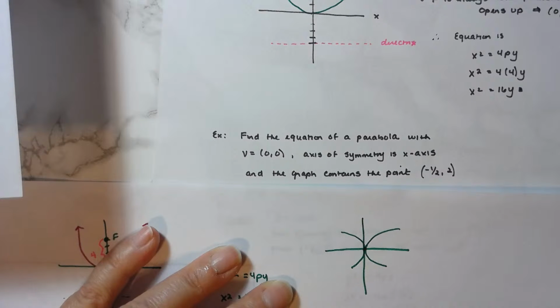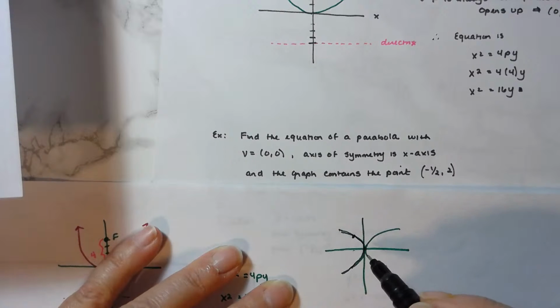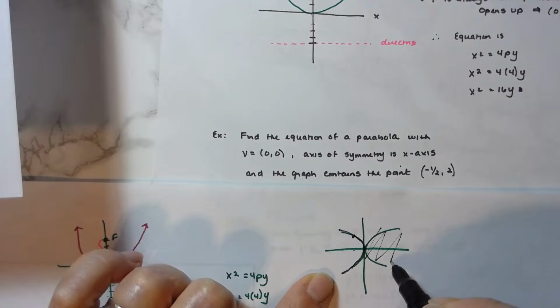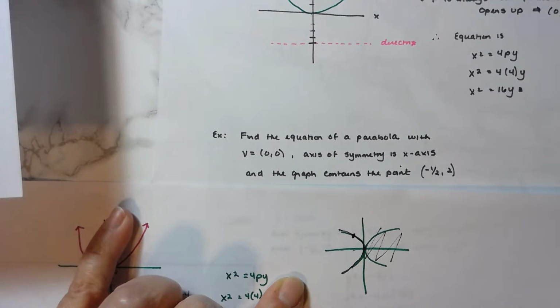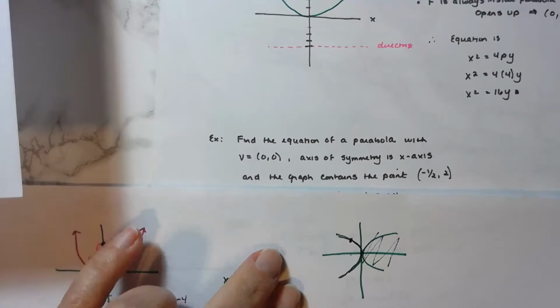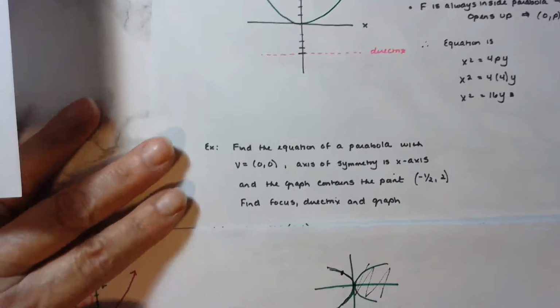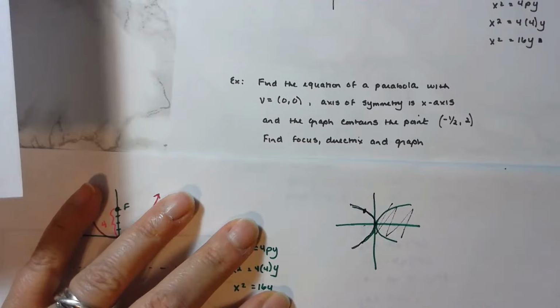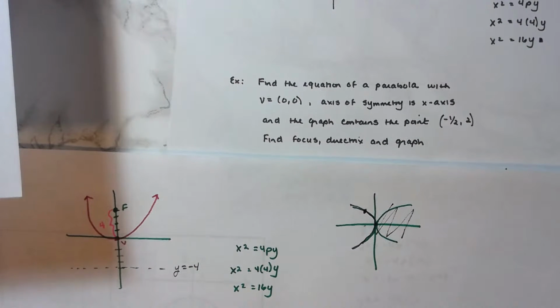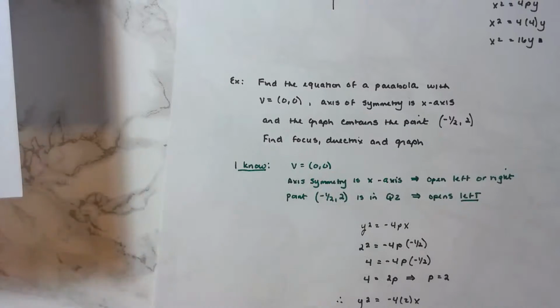Well, where's the point negative 1/2, 2? If I start at the origin, I go over negative 1/2 and up 2. This is a point on the curve, on the graph, on the parabola. So what I know is that this parabola has to open to the left because this point is in quadrant 2. Interesting. Well, now I got to find some other stuff. I got to find the focus, the directrix, and graph it. Geez, how am I going to do that? Well, like this.